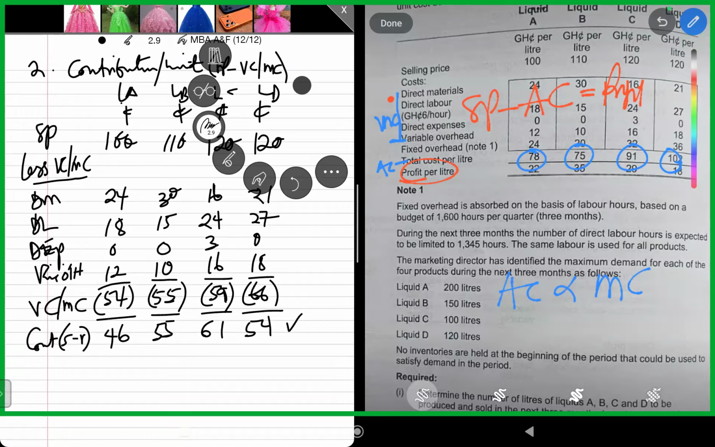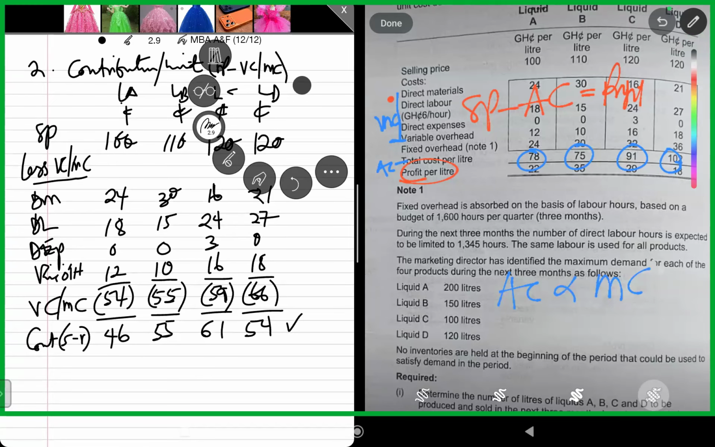Is the fixed cost component. Very well. So the difference is the fixed cost component. That's the difference between the absorption costing and marginal costing.